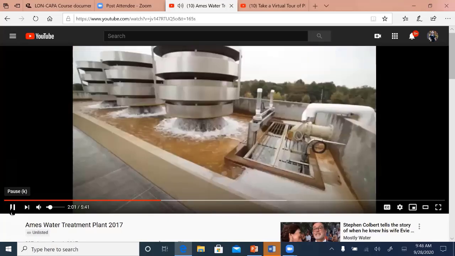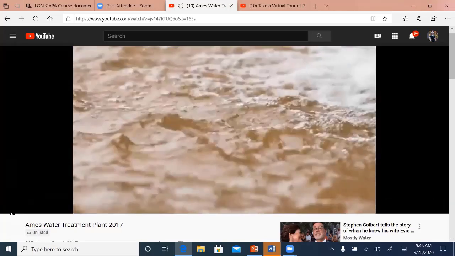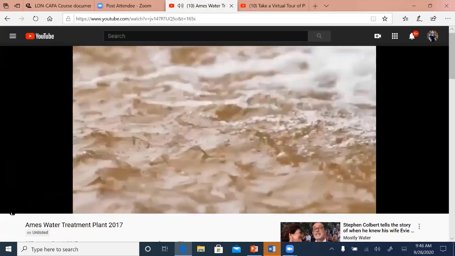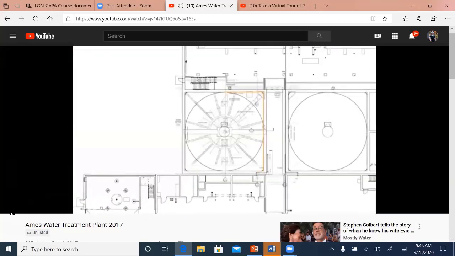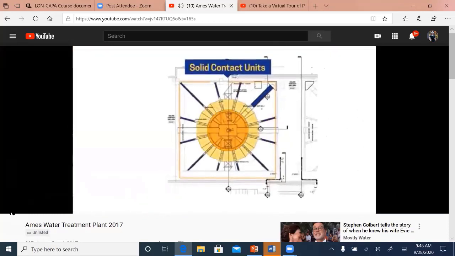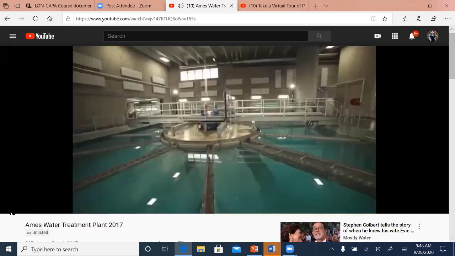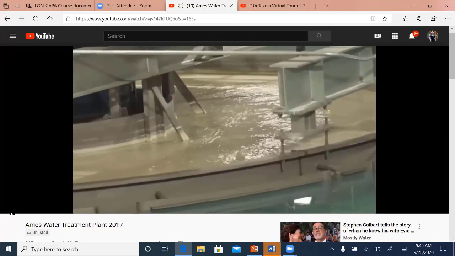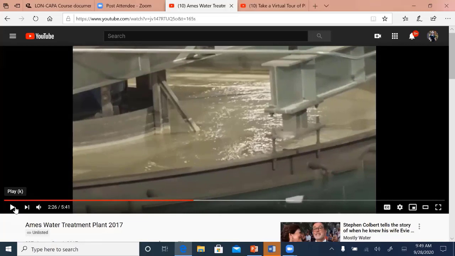It combines with oxygen to help iron precipitate out, and it also releases hydrogen sulfide and carbon dioxide gas. The water then proceeds on to the solids contact unit, and this is where the actual softening of the process happens. And the lime is the chemical that actually helps remove calcium and magnesium as it's stirred together with the water. The water then moves on to this upflow clarifier.